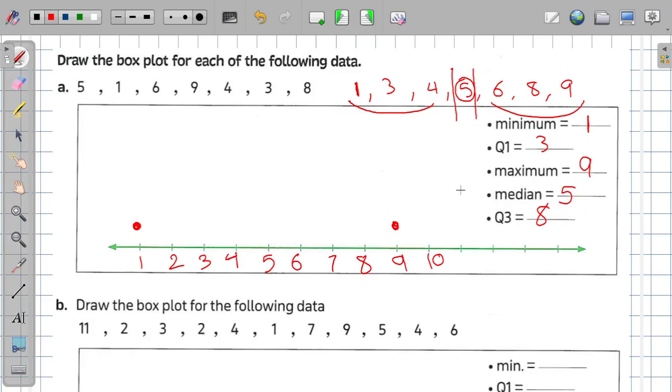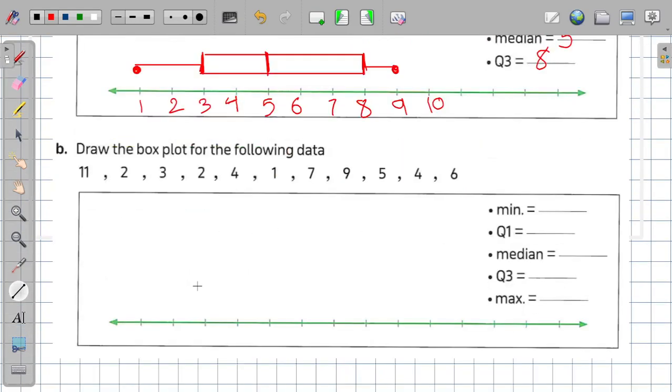Okay, next I have Q1, median, and Q3. Q1 here is 3, so I will stop at 3 and draw a line like that. Next I have median equals 5, so I will stop at 5 and draw another line. Next I have Q3 equals 8, so I will stop at 8 and draw another line. After all of these, we connect them together, so we have the box right here. After that, we connect them with the 2 points of the minimum value and the maximum value. So we have the box plot in front of us.